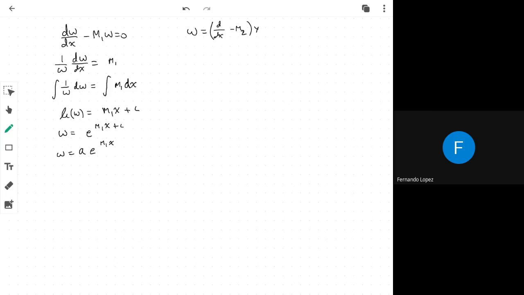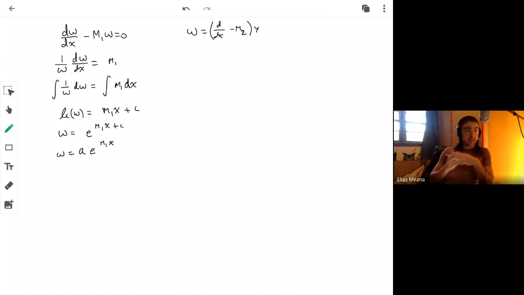Okay, so now what we have is a solution to what omega is, right? We know what omega is, but we have another way of representing omega. So we have two different representations of omega that have to be the same thing, so we set them equal to each other, right?